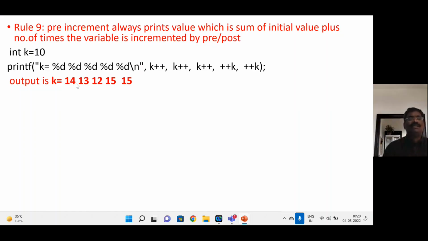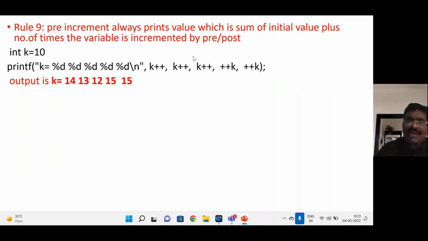You clearly observe that when we are using the pre-increment, it always prints the value which is the sum of the initial value plus the number of times the variable is incremented by post or pre. Here the initial value is 10 and the number of increments is 5, whether pre-increment or post-increment. The last one is a pre-increment, so both pre-increments will print 15. That is 5 plus 10, that is 15 and 15.